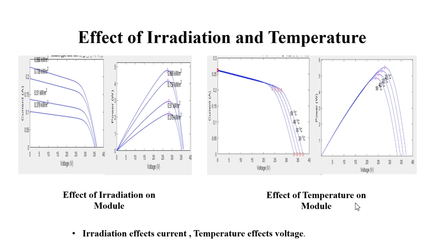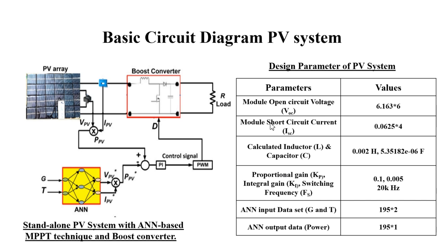And for the effect of temperature, we can see that it varies the value of the voltage. The current remains near the ISC value, but the VOC value changes at every point. So that's why the maximum power point extracted at every irradiation and temperature is going to shift. From these two graphs, we can analyze that the irradiation affects the current value and the temperature affects the voltage, that is the VOC and the ISC value.